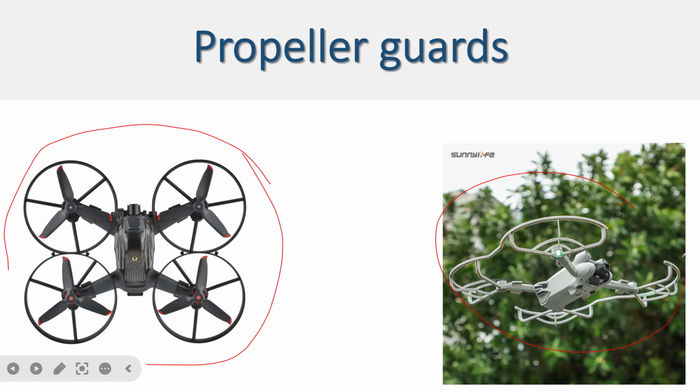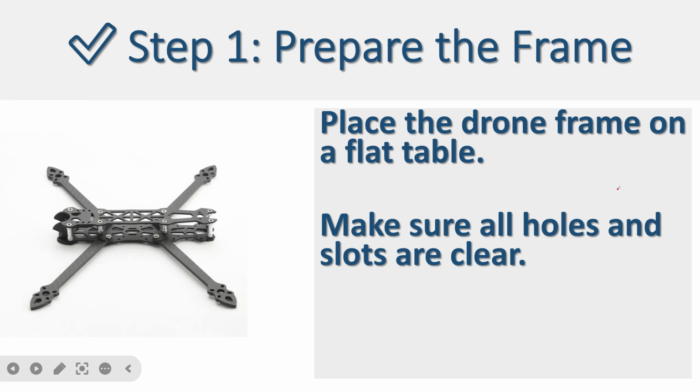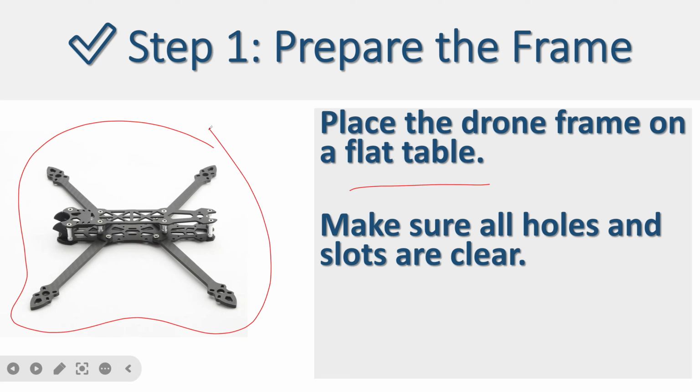Drone flying using propeller guards. Step by step instructions. Step 1, prepare a frame. Place the drone frame on a flat table. Use a flat table. Make sure all holes and slots are clear.